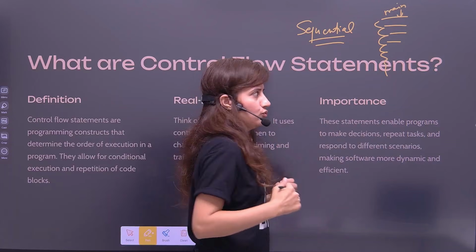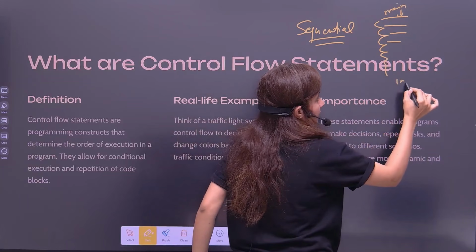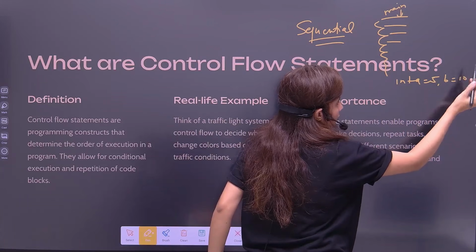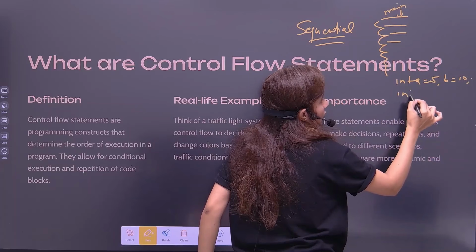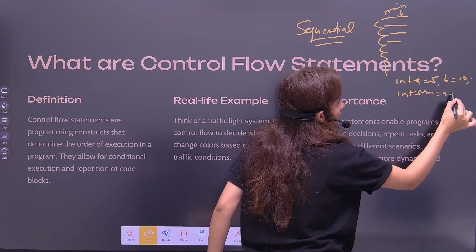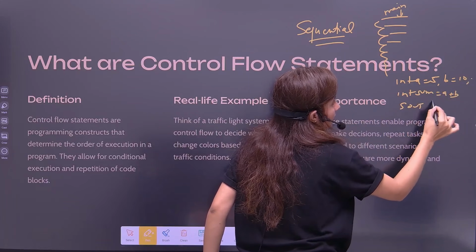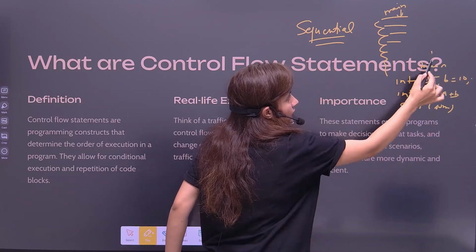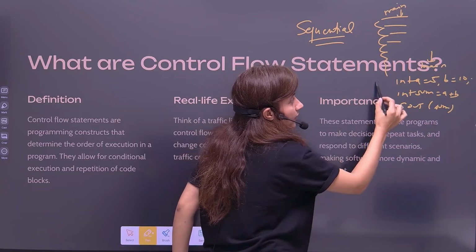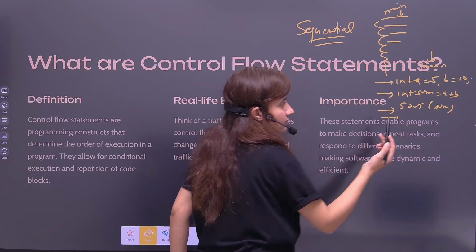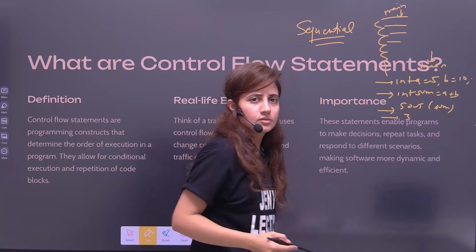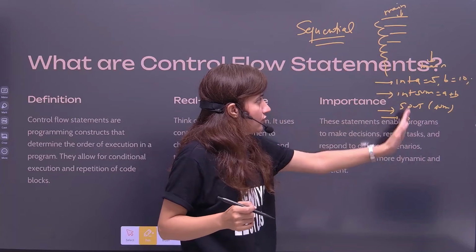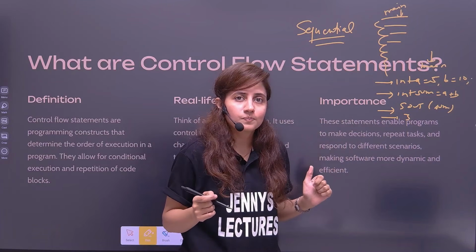Suppose addition of two numbers. You will take two numbers, int a and int b, or if you ask from the user, you can use the Scanner class. Then you will say int sum is equal to a plus b, and simply print sum. Here we have main, so first control will go to main, then to this line, then this line, and then simply exit. That's it. But every time the sequential flow is not useful.